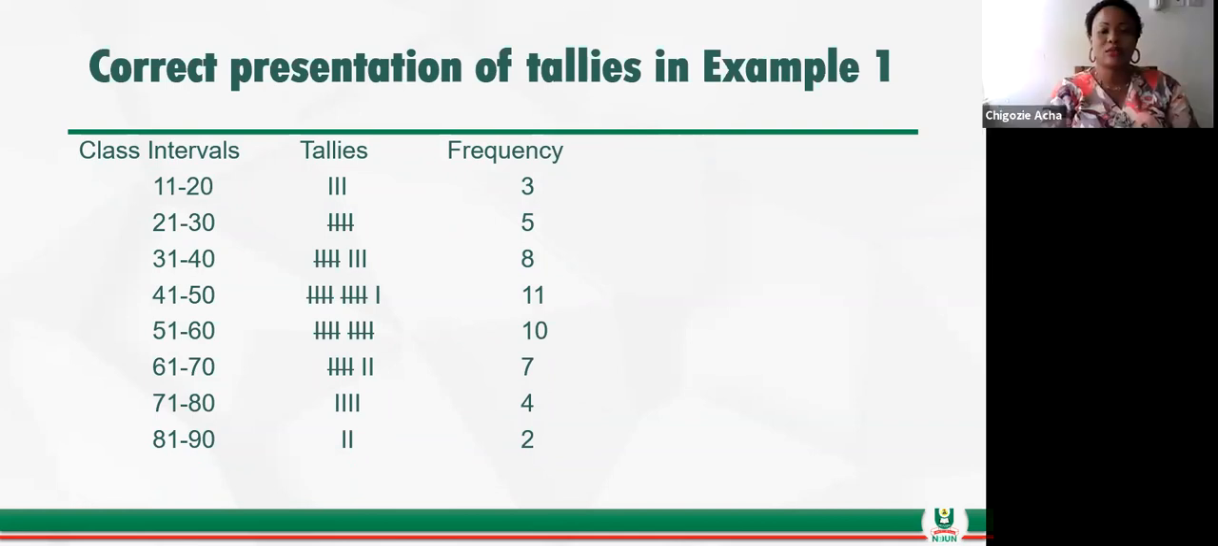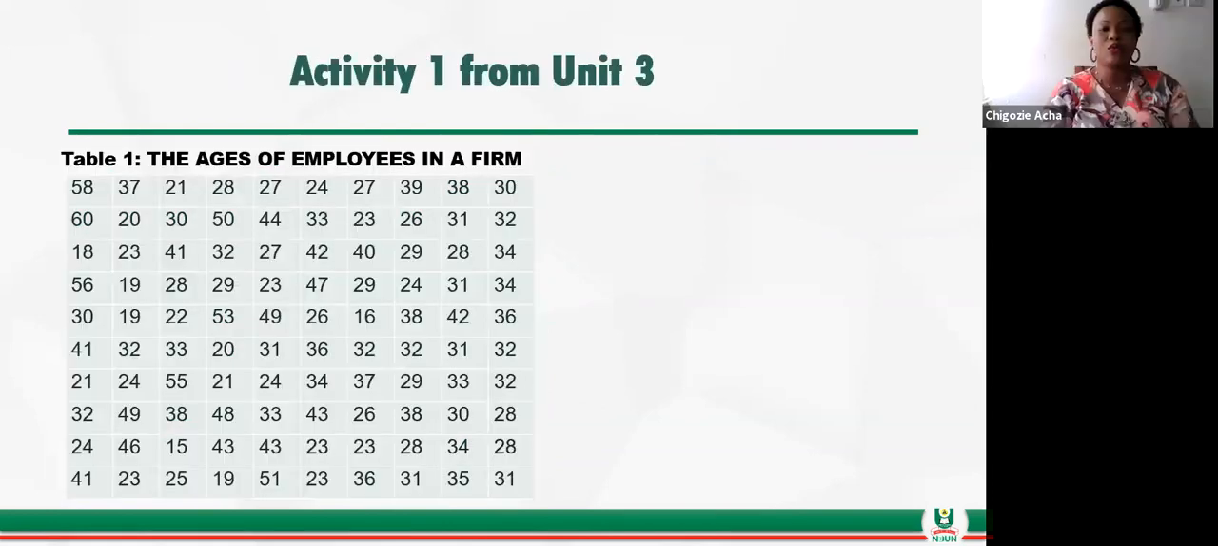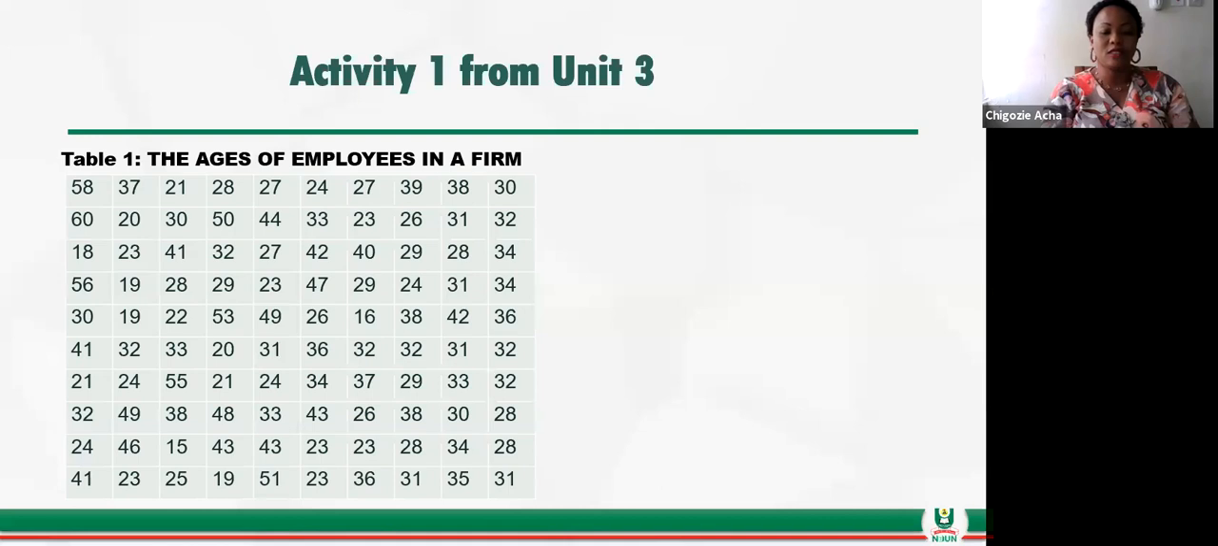So the next slide is correct. Good. The next slide is showing us how you put your tallies. When you count 1, 2, 3, 4, the fifth one will cross. And likewise, you follow suit. Good. So with that, look at the activity from unit 1. We are expected to look at the activity after going through unit 3.